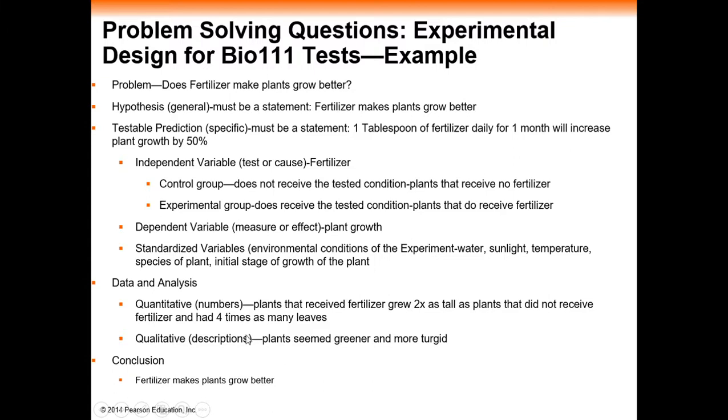Finally, once we do the experiment, we should get data and analysis. Right? We should get data that we can analyze. Quantitative data might be that the plants grew 2 times as tall as plants that did not receive fertilizer, or maybe they had 4 times as many leaves. Qualitative data, maybe we could say that the plants that received fertilizer seemed greener and more turgid or more upright. And then finally, at the end, we would look at the data and make a conclusion, right? Our data do support the hypothesis that fertilizer makes plants grow better.